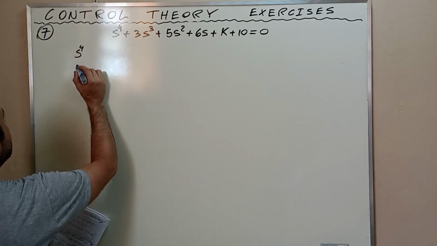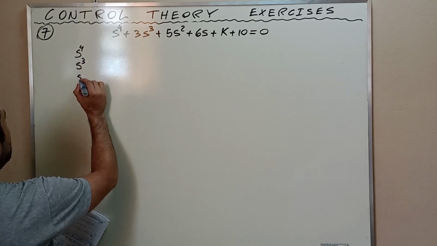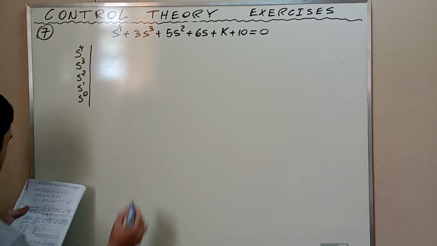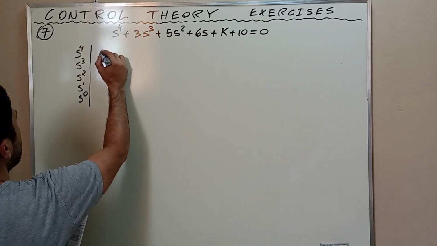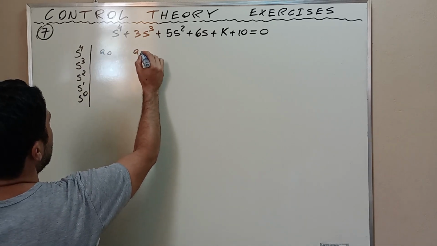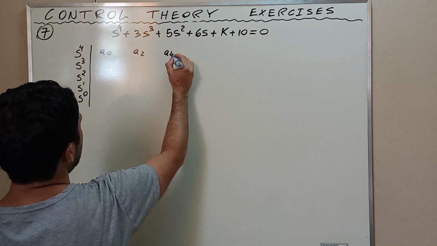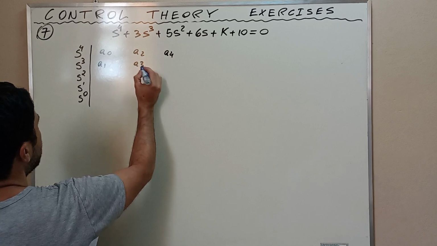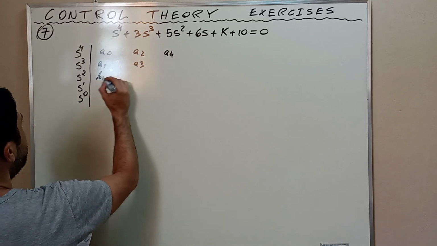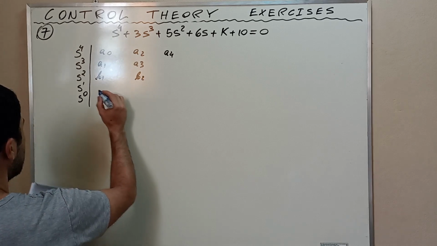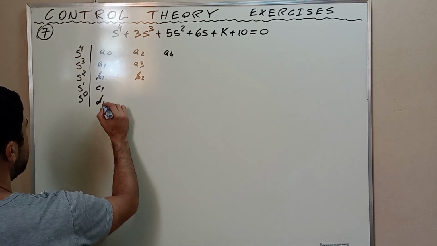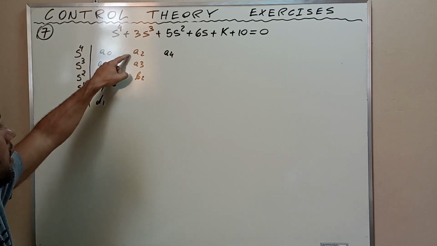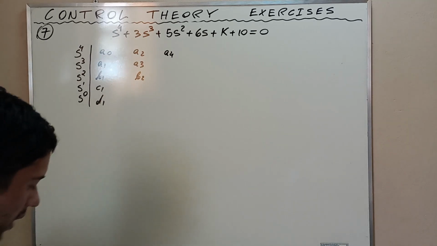S to the 4th, s cubed, s squared, s to 1, and s to 0. A0, A2, A4, A1, A3, B1, B2, C1, and D1. Okay? We already know A0, A1, A2, A3, and A4. I'm gonna write them here.